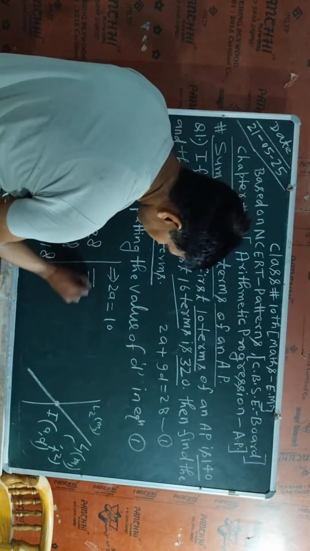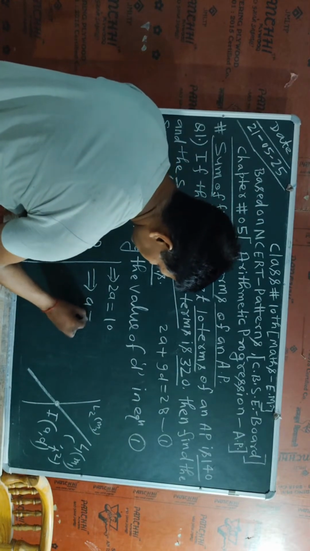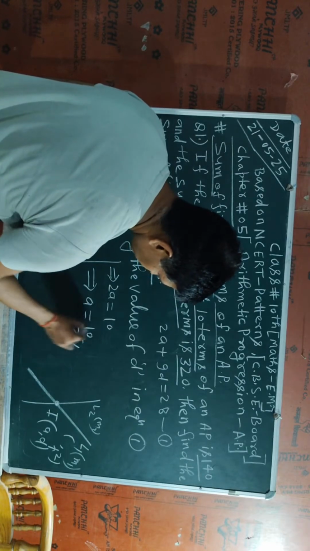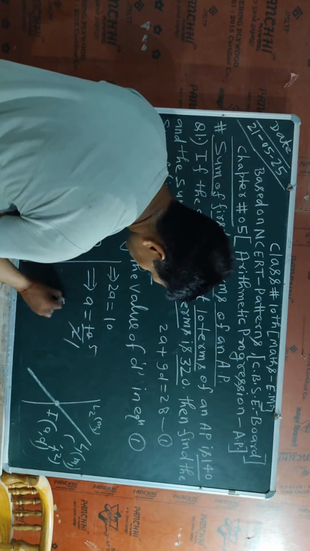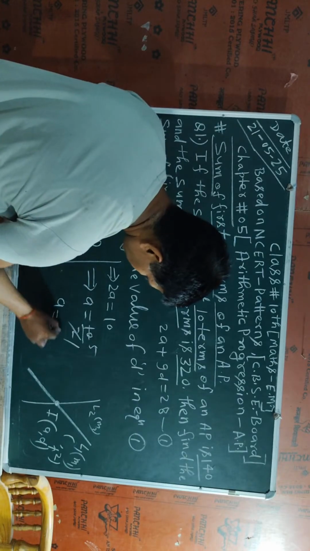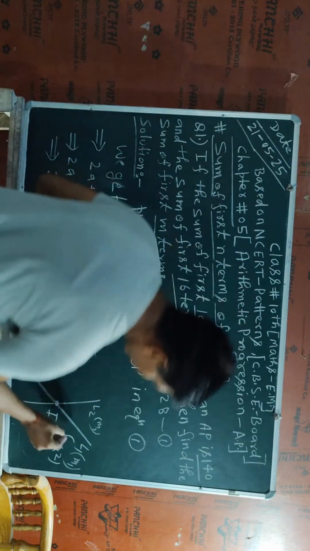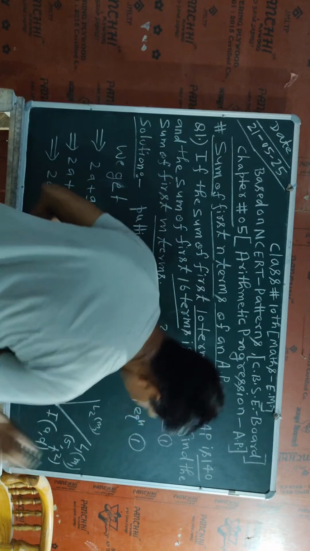Now further I will get the value of a which is equal to 10 divided by 2. I will say 2 1 is 2, 2 5 is 10. So the value of a is equal to 5. So here I have written the value of a which is equal to 5. In the place of a I will write 5.